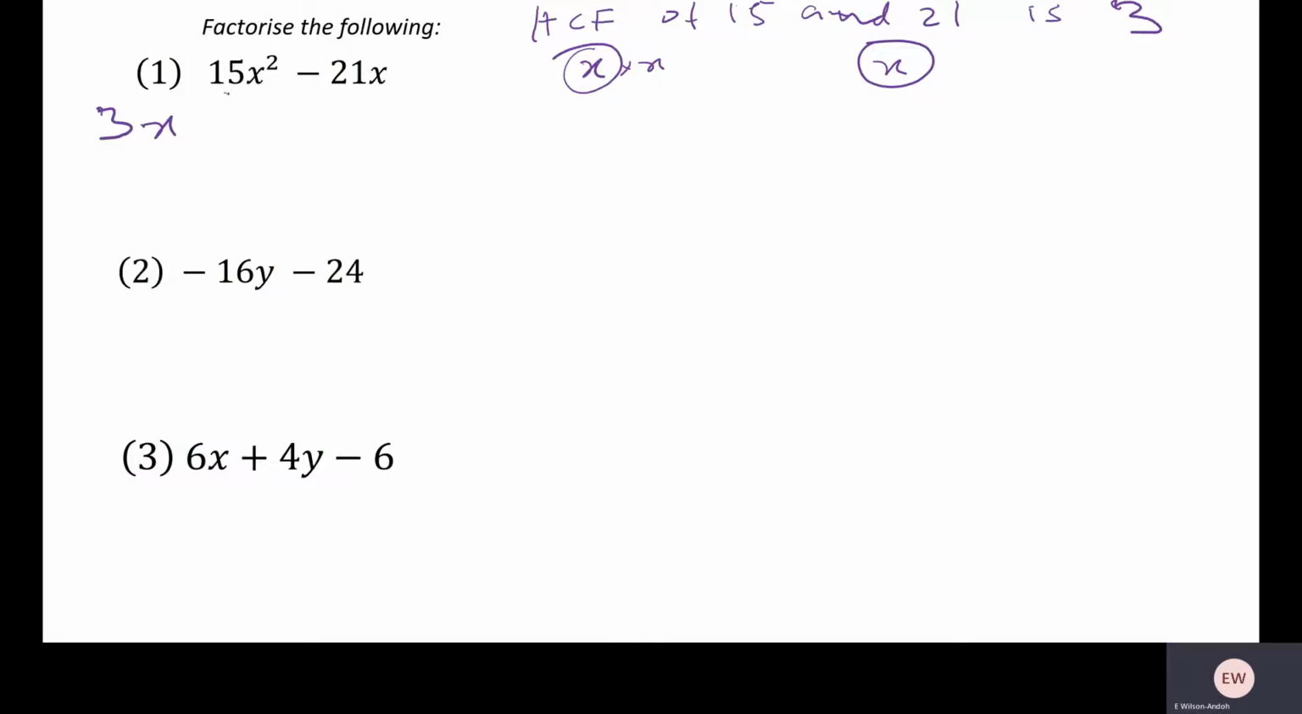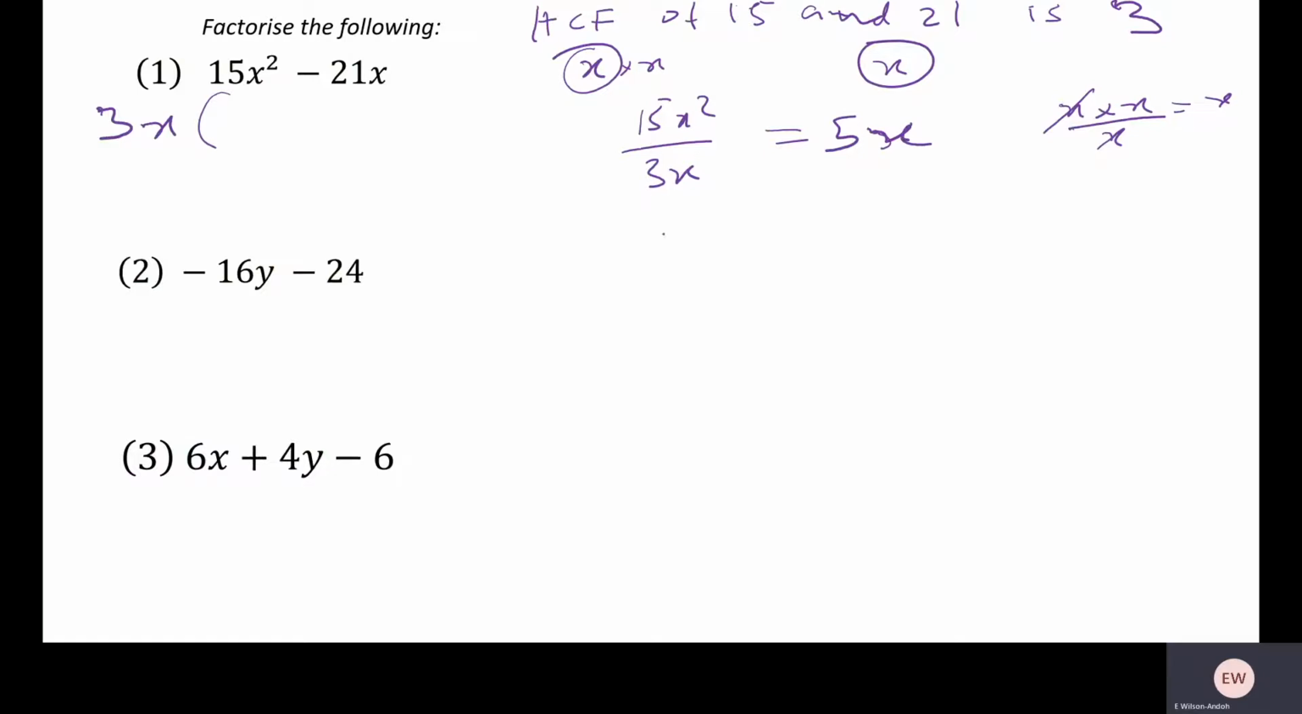So let's find out what will be in the bracket. And we do that by dividing 15x squared by the highest common factor, 3x. Now, 3 divides 15 5 times. And x squared is the same as x times x. So we have x times x divided by x. So this x will cancel and we'll be left with x. So this will give us 5x.